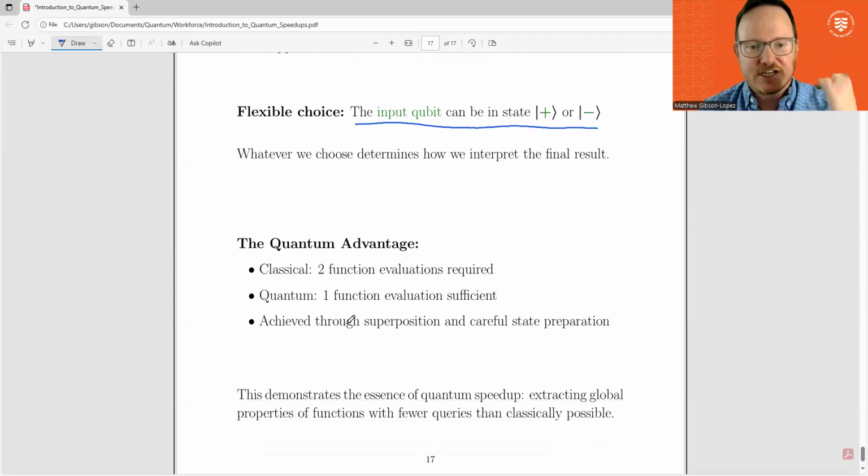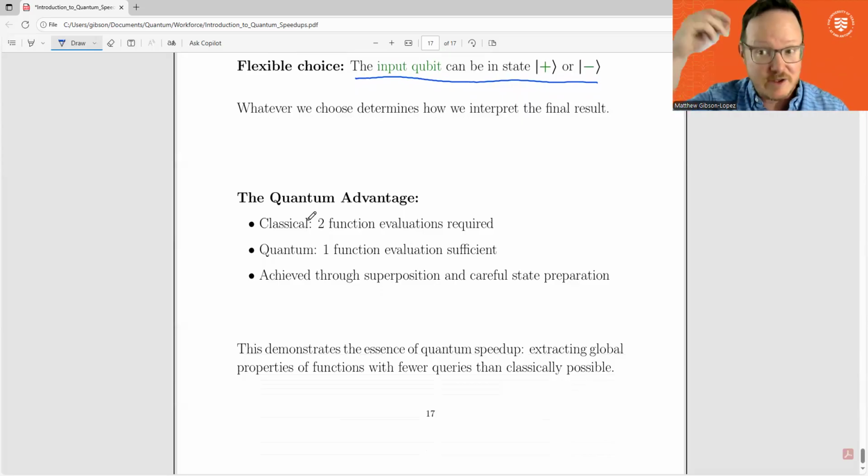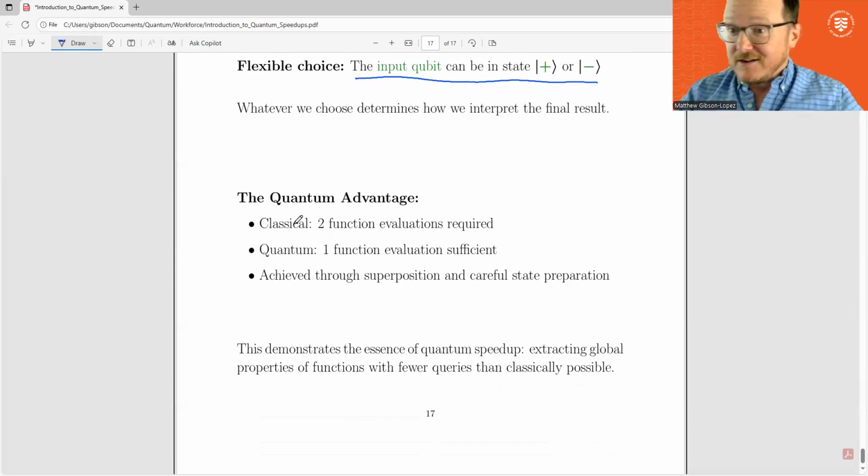So the quantum advantage is that the classical approach, again, needs to evaluate f of 0 and f of 1 and compare the results. The quantum approach just needs to evaluate it once by carefully picking a superposition. And then I look at my input qubit to reveal if it was a plus or a minus, and then I can figure out if the function inputs agreed or if they disagreed. Okay. Hopefully you're still with me.